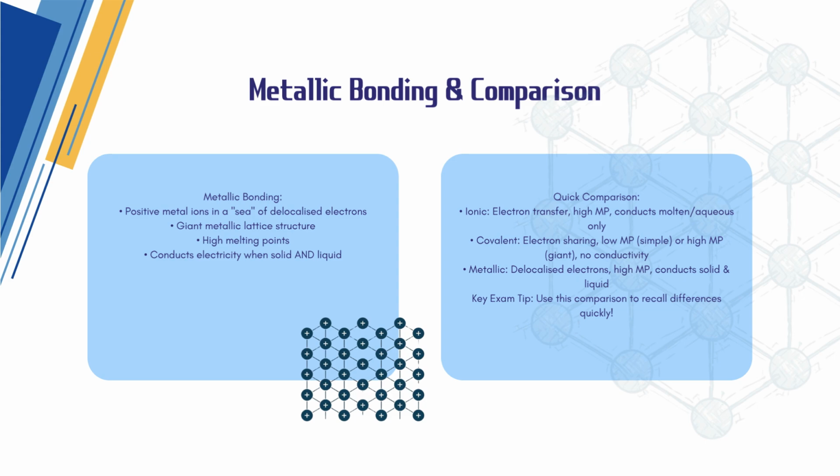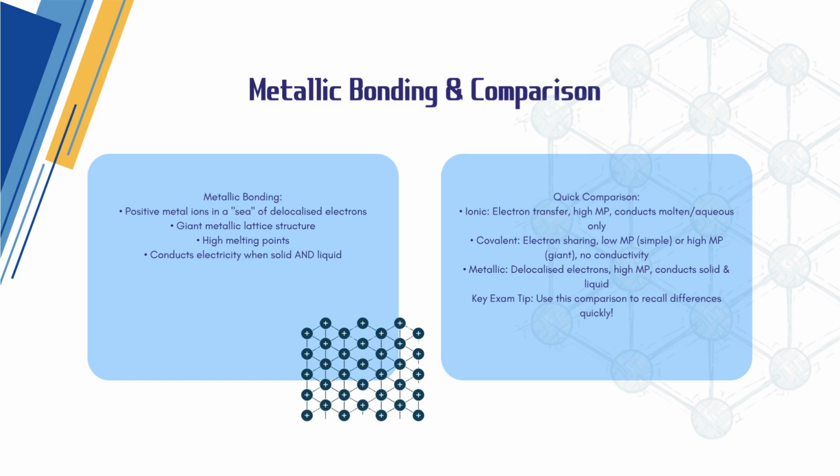And finally, if we talk about metallic bonding, this is the easiest one. This is found in, well, metals. Here you have positive metal ions surrounded by a sea of delocalized electrons. These electrons are free to move, and that explains everything about metals.